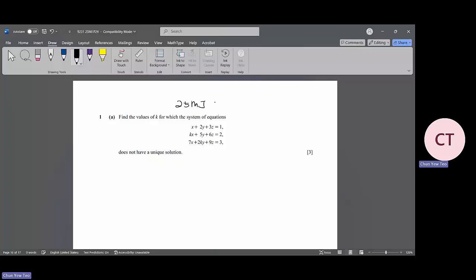May/June 2025, paper 24. Let's take a look at question number 1A. Find the values of k for which the system of equations over here does not have a unique solution.